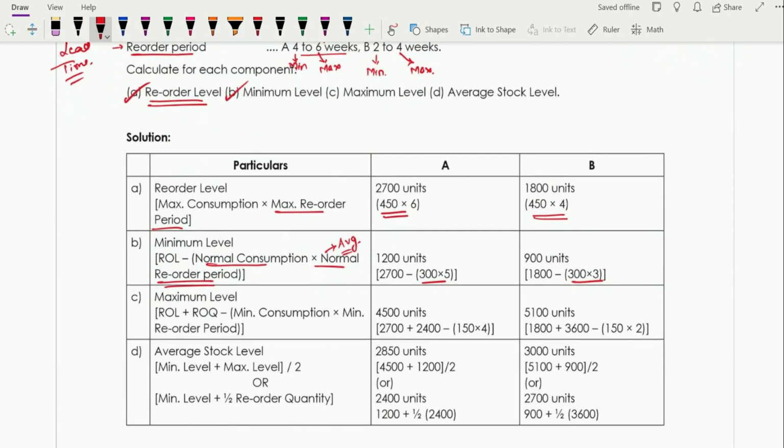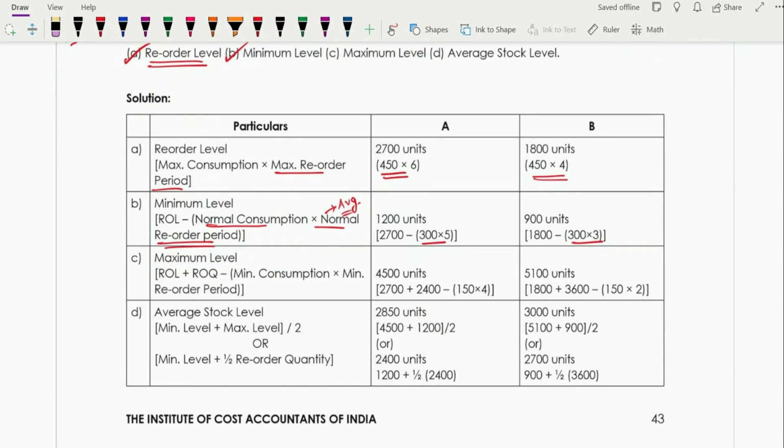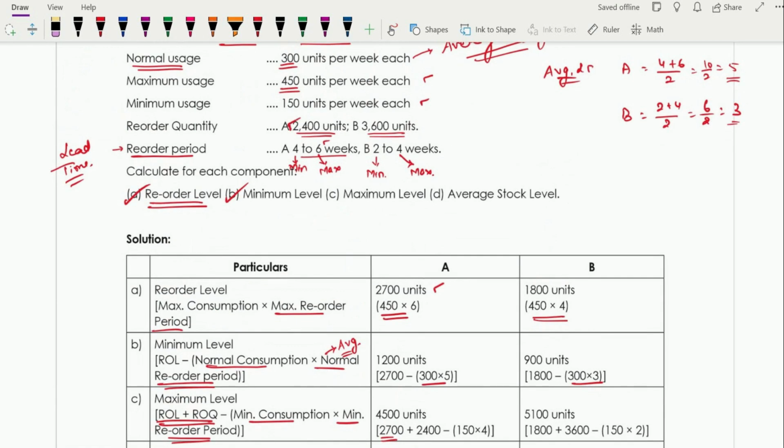So this is done. Maximum level. What is maximum level? It is reorder level plus whatever the quantity you have ordered. Reorder level is at which level you have placed an order. Reorder quantity is the quantity that you have ordered. At 2700 units, we have placed this order for 2400 units, minus the minimum consumption into minimum reorder period. So everything is given, reorder level calculated, reorder quantity is given to you, right? Minimum usage is given to you and the minimum lead time is given to you.